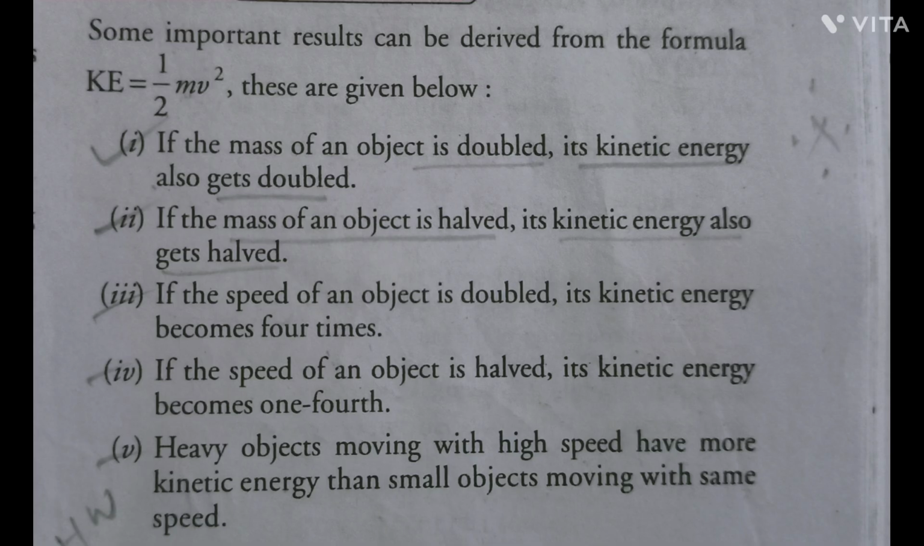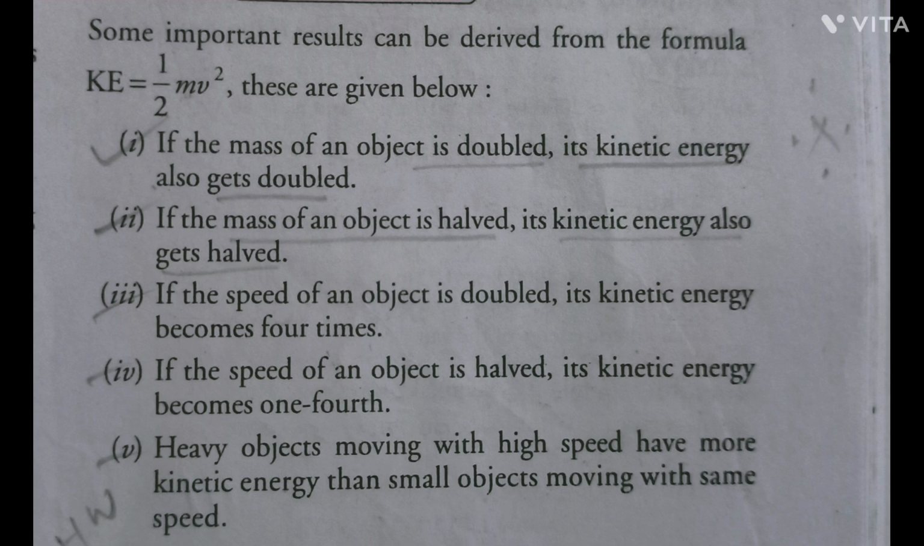So from the above equation of kinetic energy, some of the important results can be derived. Number 1. If the mass of an object is doubled, its kinetic energy also gets doubled. Number 2. If the mass of an object is halved, its kinetic energy also gets halved. Number 3. If the speed of an object is doubled, its kinetic energy becomes 4 times. Number 4. If the speed of an object is halved, its kinetic energy becomes 1/4.